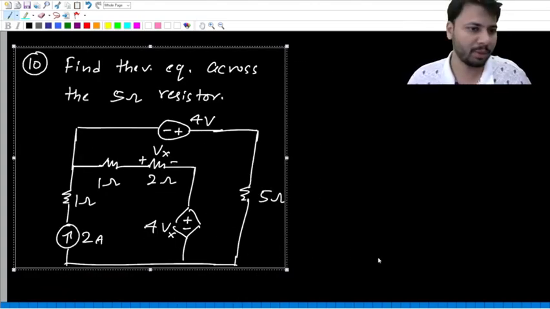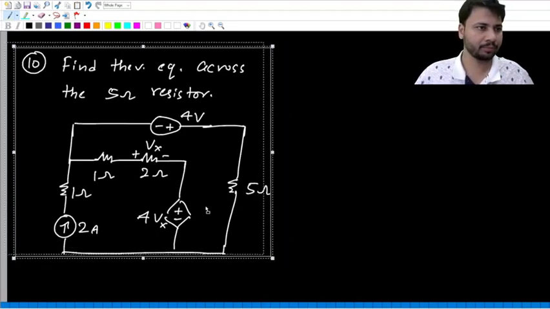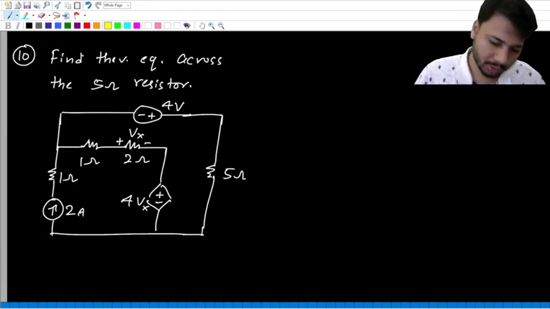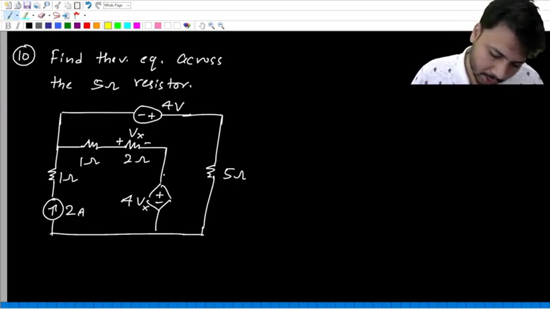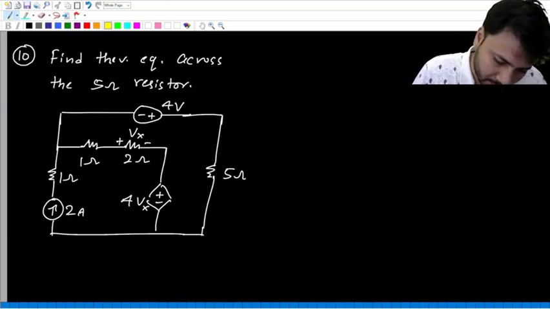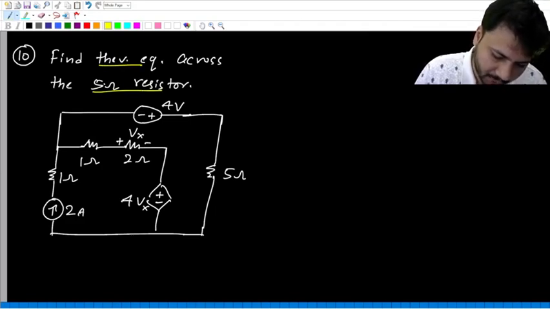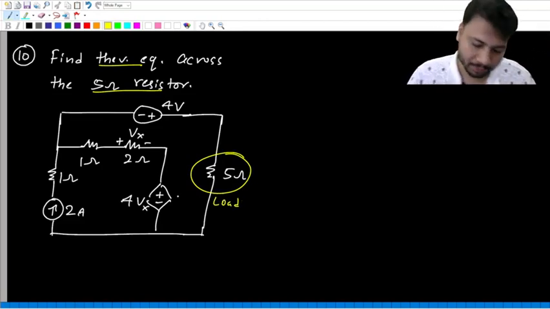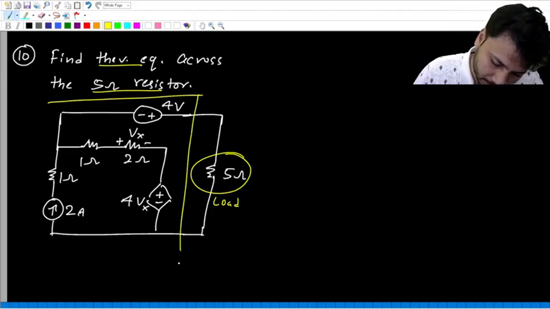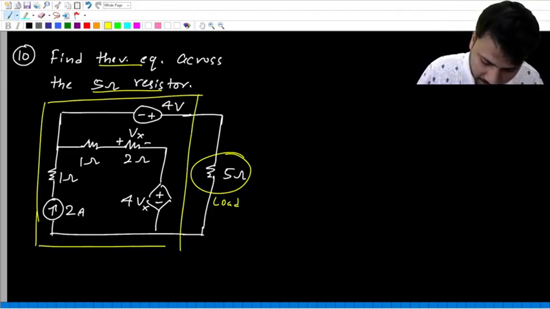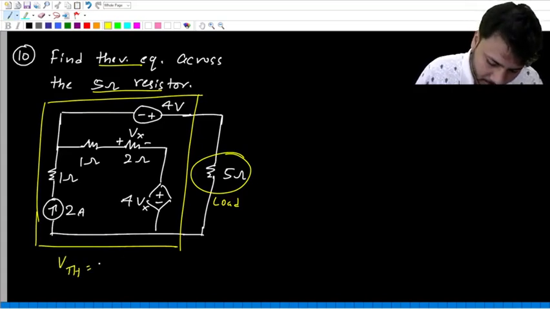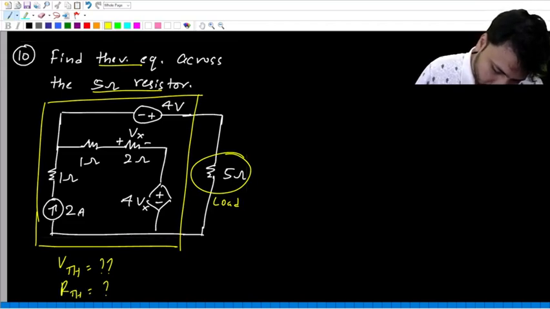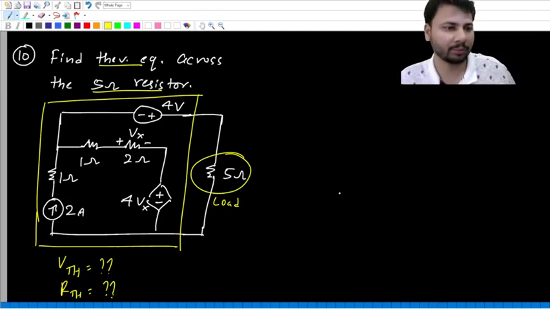So this is the last problem for the session. Please look at this circuit. You have to find the Thevenin equivalent across the 5 ohm resistor. That means this 5 ohm resistor is like the load, and with respect to the load you have to replace the entire remaining network with the Thevenin equivalent. So what is VTH and what is RTH? This is the question, okay?